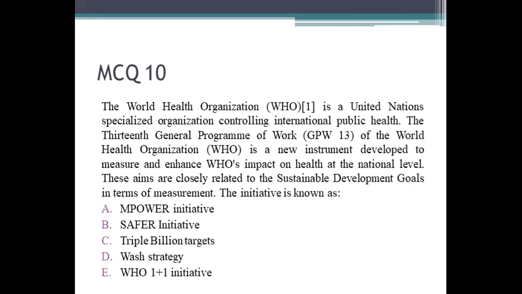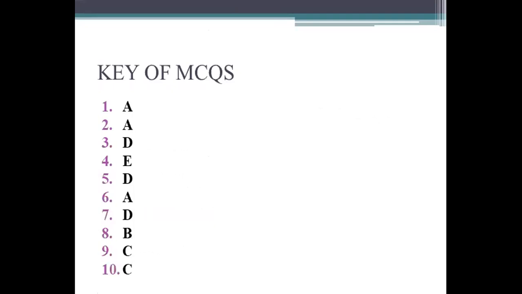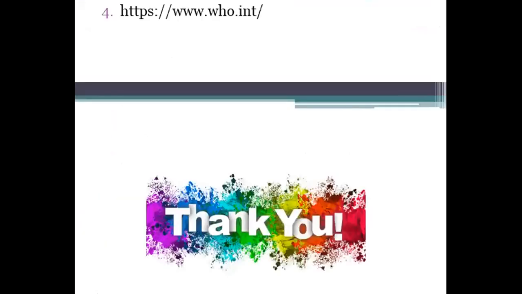C is the correct answer because in the 13th General Program of Work of WHO, GPW13, the World Health Organization develops a new instrument to measure and enhance impact on health at the national level. In this, the target set is the triple billion targets, and this is closely related to the SDGs. Therefore, C is the correct answer. Of the other initiatives, Empower is for smoking, Safer initiative is for alcohol, and WHO 1 plus 1 initiative is for TB. This initiative is the triple billion target, C. This is the key of the MCQs, references, and thank you.